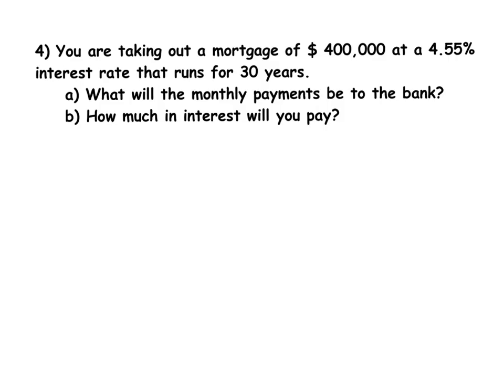I'll do the last question a little bit differently. I want you to try to set this one up yourself. You are taking out a mortgage of $400,000. Here the interest rate is 4.55% for 30 years. I'll give you a minute to try to simplify letter A. How much will the monthly payments be to the bank?